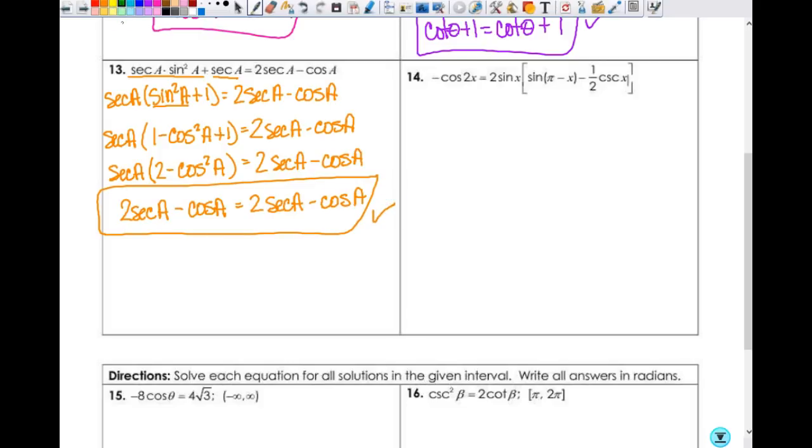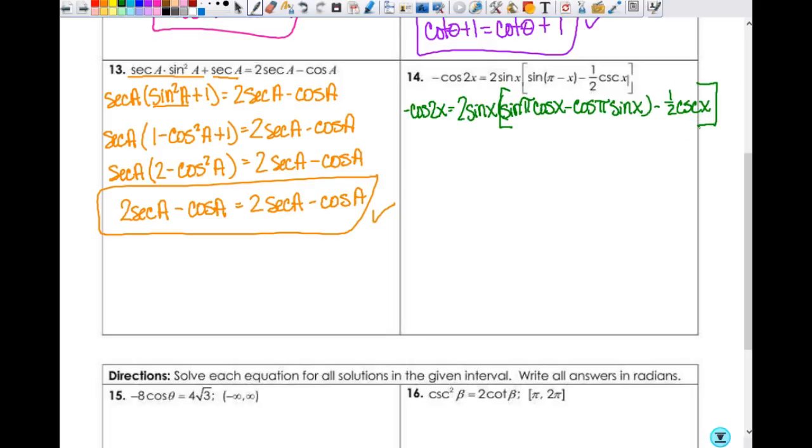All right, 14. Going to require some substituting in here. This is like sine of a minus b. So left-hand side, negative cosine of 2x equals 2 times the sine of x times, all right, so sine of pi minus x, that's like a minus b. It's going to give me sine of pi times the cosine of x minus the cosine of pi times the sine of x, then minus 1/2 cosecant x.